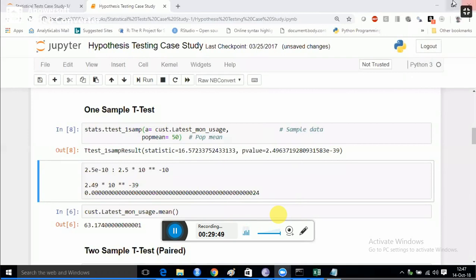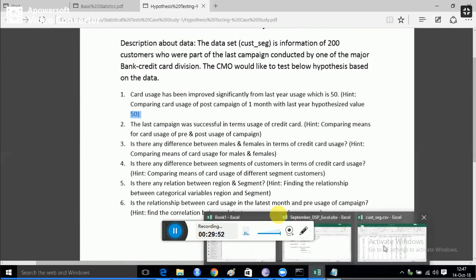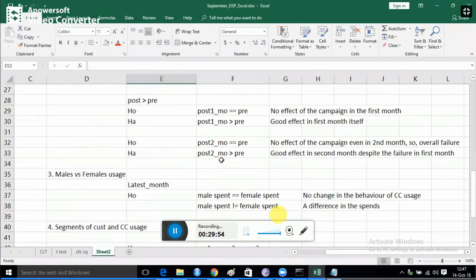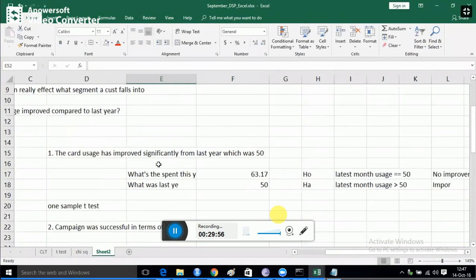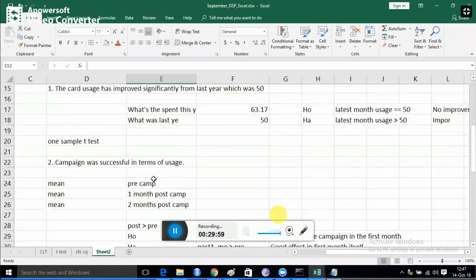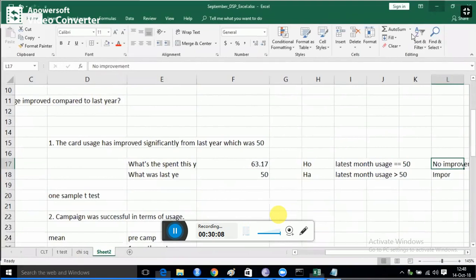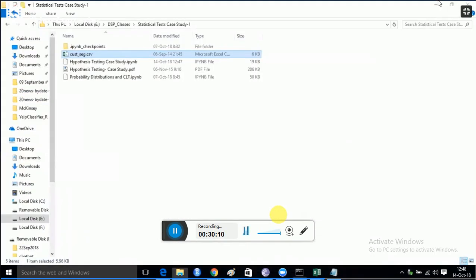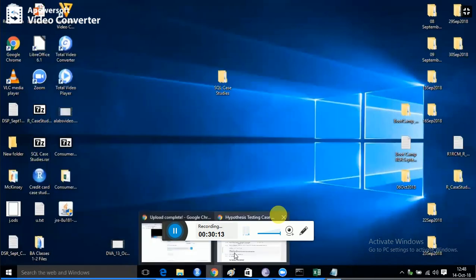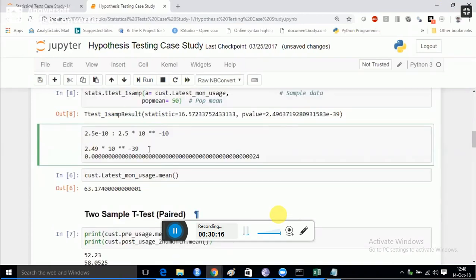So what is my null hypothesis here in this case? Latest month usage equal to 50. What does that mean? No improvement. Are we accepting the statement? No. What is your conclusion? There has been a significant improvement. That thing you have to describe here. This is one thing which I have not done for you. I'll give you this case study. You'll have to describe everything with complete details.